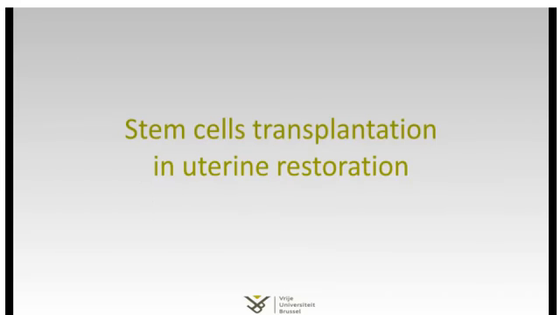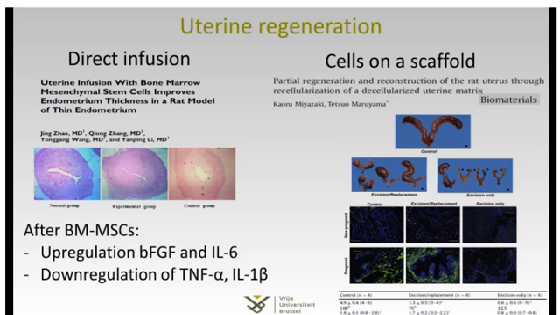But what about the female side? The stem cells have been tried, of course, in the uterine restoration and endometrial regeneration especially. So here I reported two different approaches that have been tried. It's the direct infusion of cells, or the cells seeded on a scaffold and the scaffold transplanted to the host.